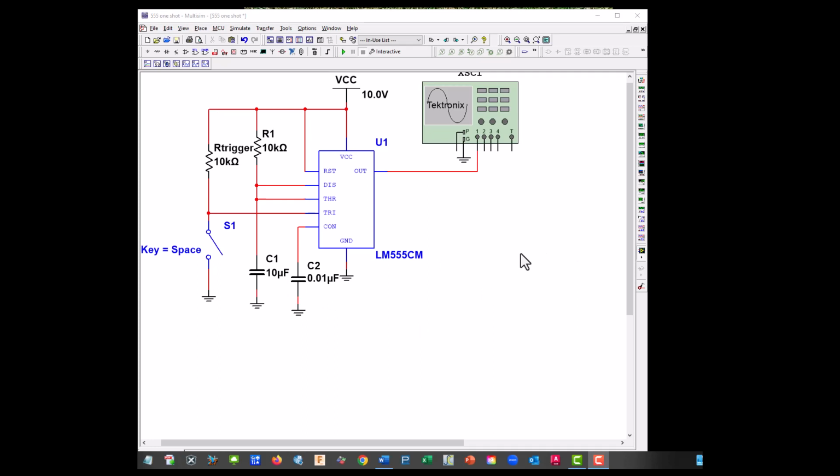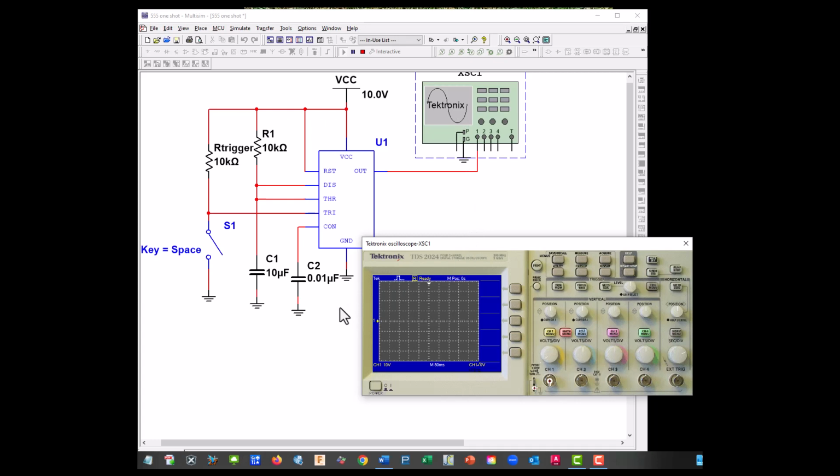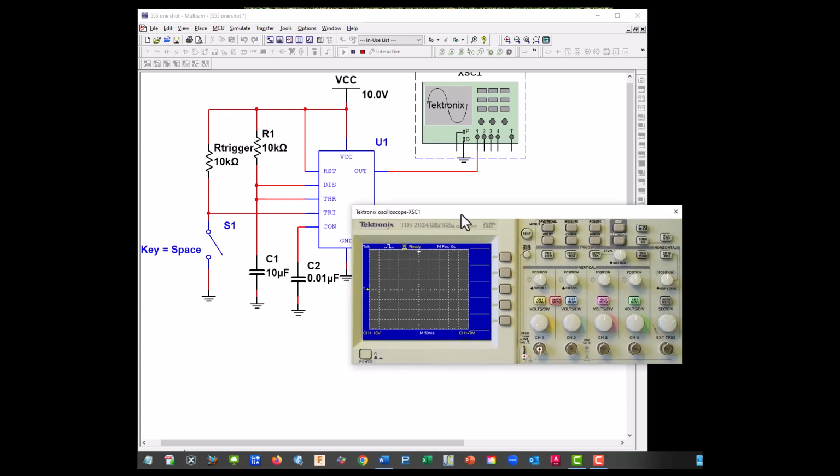Okay, let's test our retriggerable one shot. And I've lowered this capacitor in order to get a shorter pulse out. So let's start our simulation, open up our scope, and scope is on. 10 volts is reasonable because we have 10 volts in. Our pulse is going to be 10. I got 50 milliseconds width there and should be in the range.